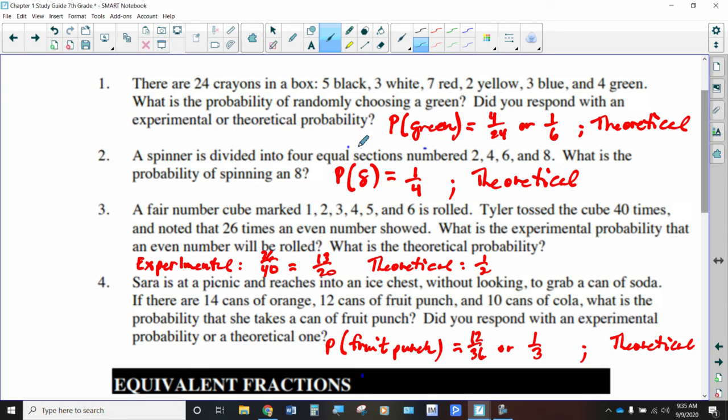A spinner is divided into 4 equal sections. What is the probability of spinning an 8? Well, one of those 4 sections is an 8. So that would be 1/4, and that's once again theoretical. A fair number cube has 6 sides, right? Tyler tossed it 40 times, and 26 showed an even number. So this part, the probability of it being an even number, is experimental. However, theoretical probability of getting an even number would be 1, 2, 3 out of the 6, which would be 1/2.